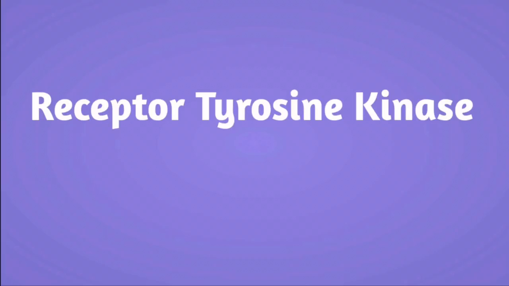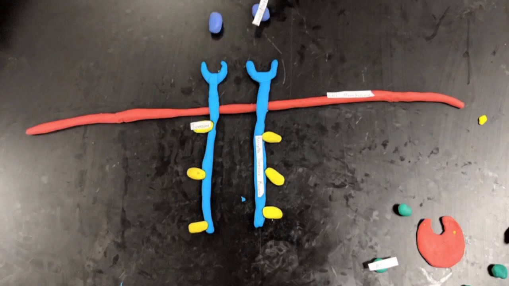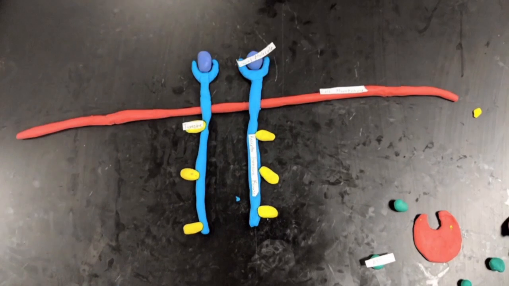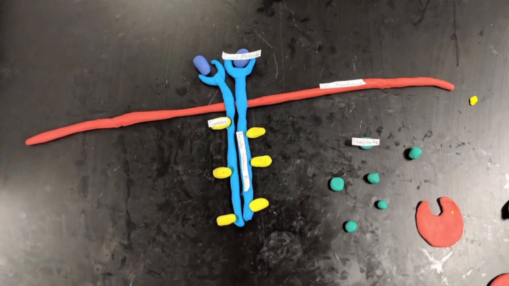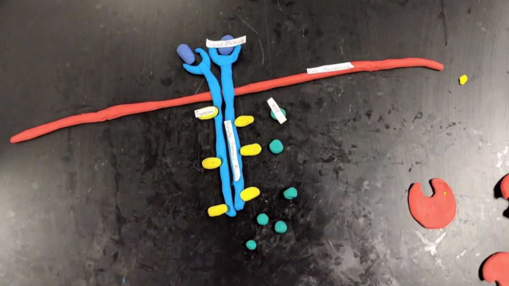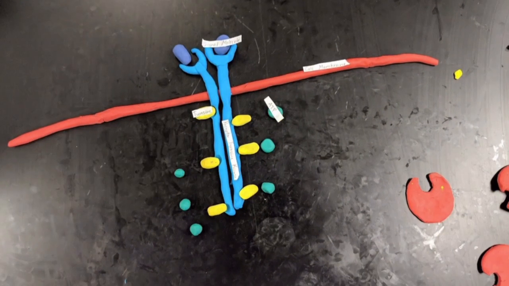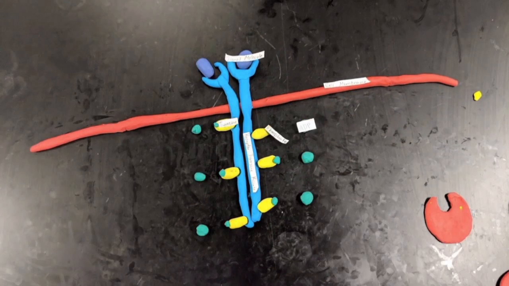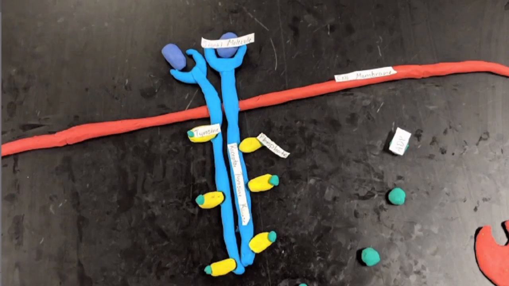These transmembrane receptors are known as RTKs, or receptor tyrosine kinases, indicated by the long blue fork-like clay molds. When a signaling molecule or ligand attaches to each binding site, the receptors change shape and make contact with one another.